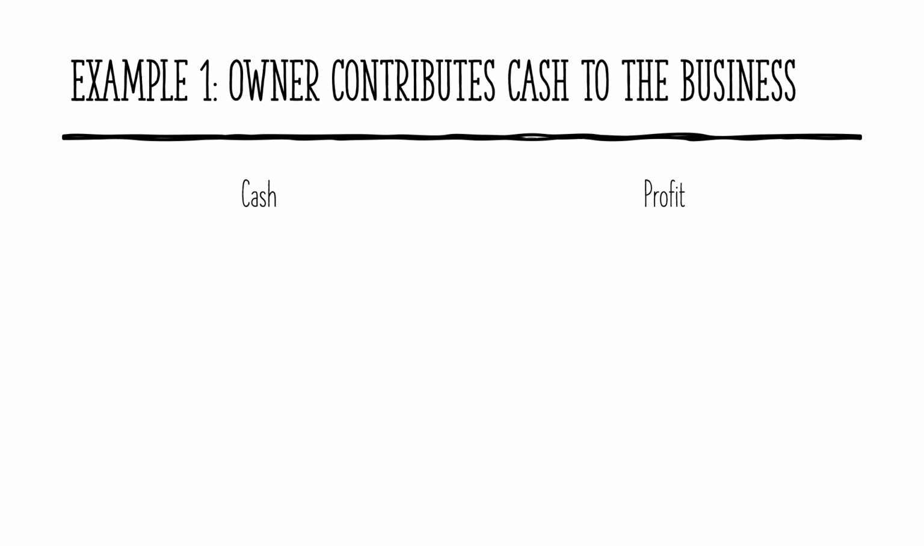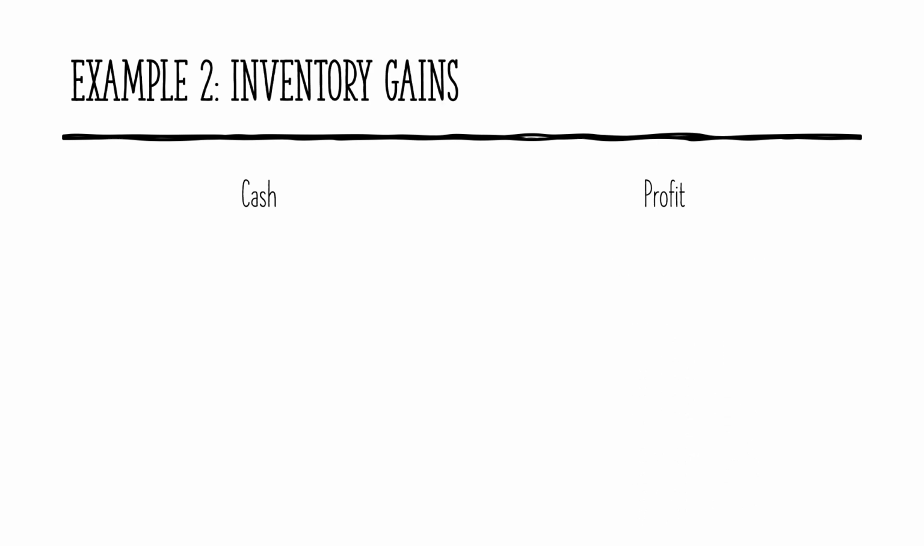Here is one example. The owner contributes cash to the business. This capital contribution will increase cash, but since it is not revenue or expense, it will not affect profit. Here's another example. Inventory gains will increase revenue and therefore increase profit. However, since it is not a cash transaction, it will have no effects on cash.